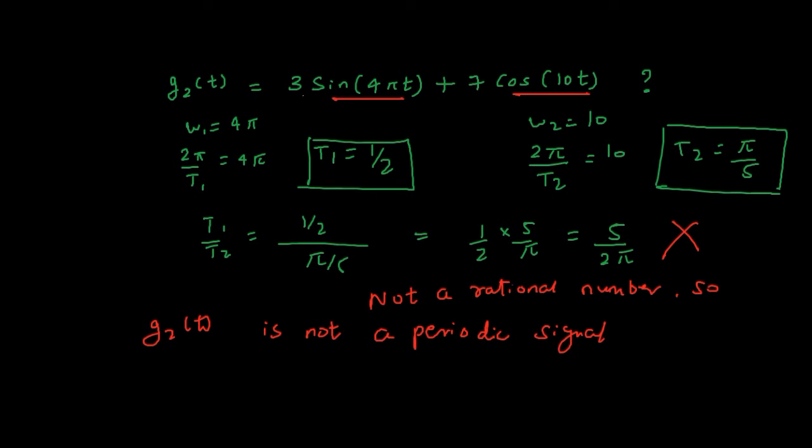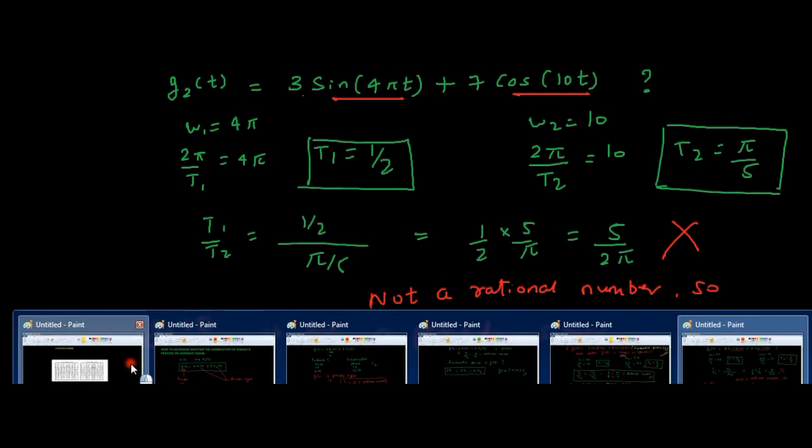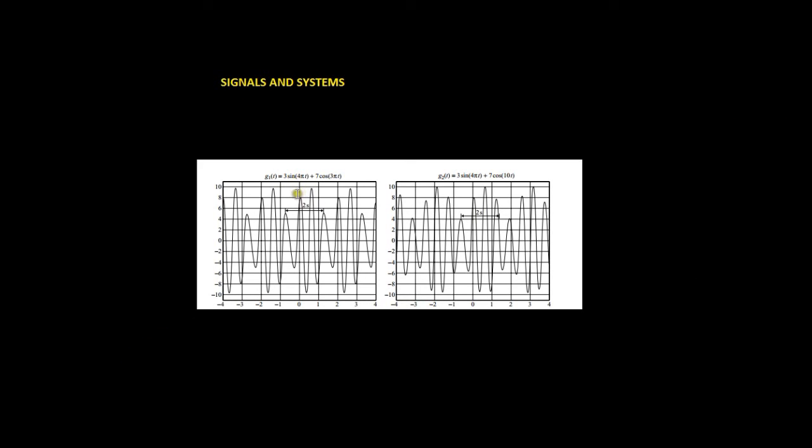Okay. So you can also see in the diagram here. This is the first which we had solved, g1 of t, which is 3 sin 4 pi t plus 7 cos 3 pi t. It is periodic with fundamental period 2 seconds. And g2 of t is not a periodic signal. You can see here the peak starts here, however it will not end here. However, in the first case it is a periodic signal. So that's how you determine whether the linear combination of signals is a periodic or aperiodic signal.